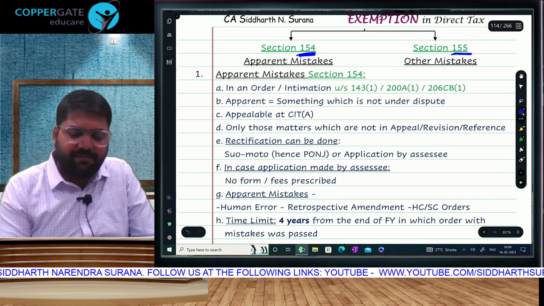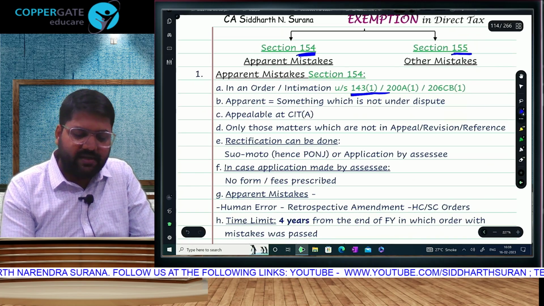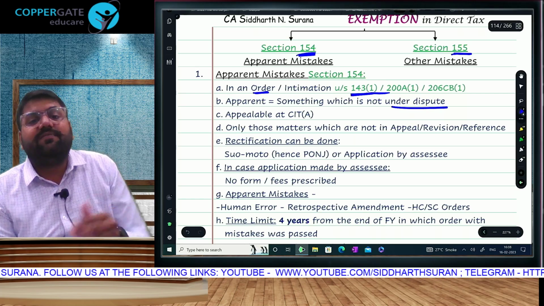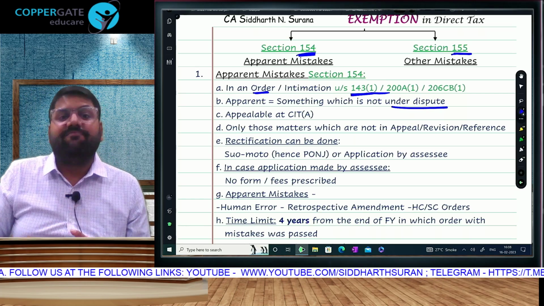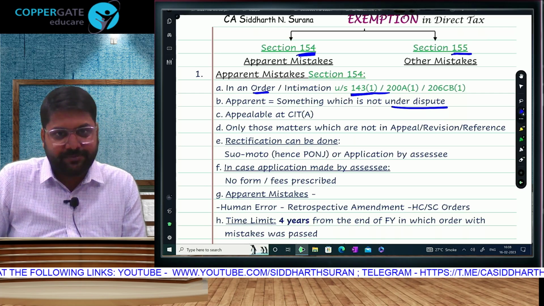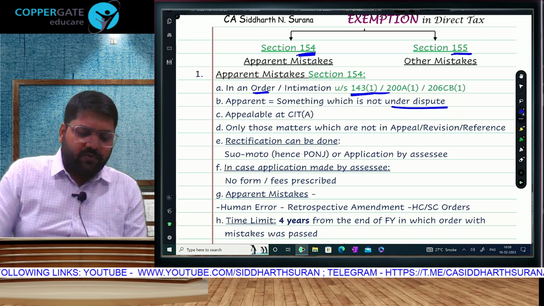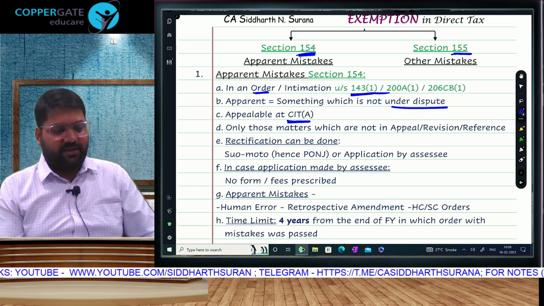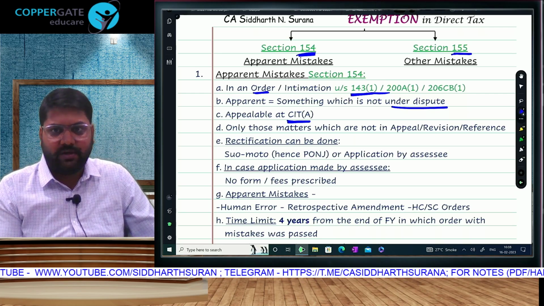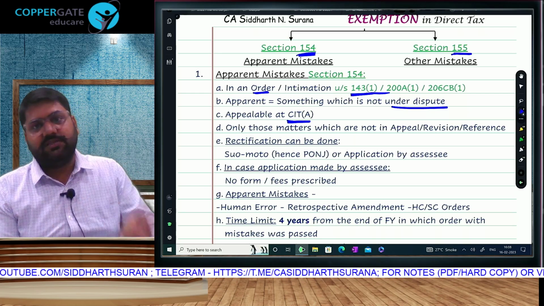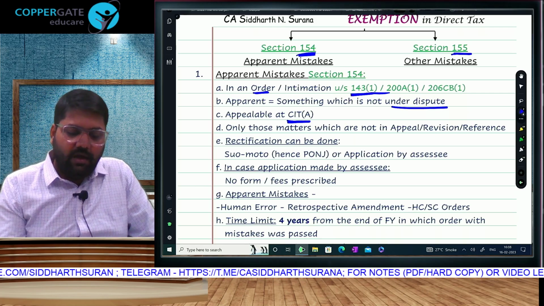An apparent mistake can take place in an intimation, it can take place in an order. Apparent mistake means something which is not under dispute, very, very clearly visible. For example, 5 minus 1 equal to 3.5 is a mistake. It need not be disputed or explained. Of course, it is going to be appealable if the AO refuses to do the rectification. So, that way rectification is undisputed because it is a clearly visible mistake, an apparent mistake. But if he refuses, then of course, you can go for appeal.